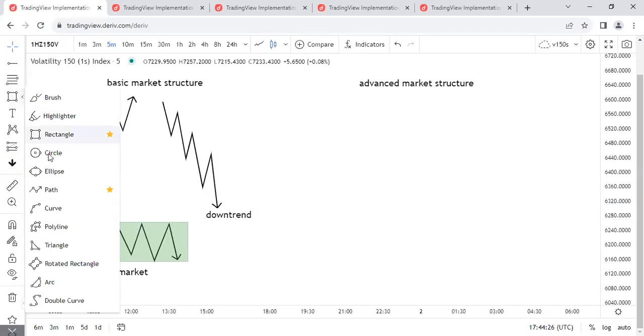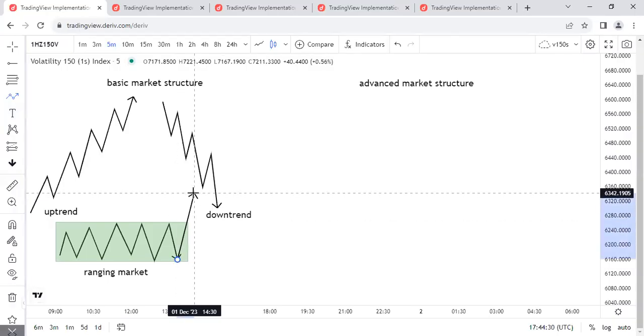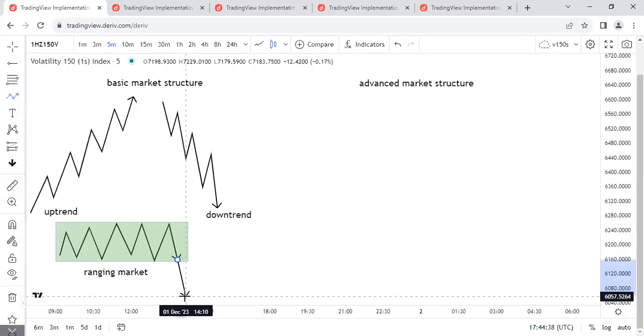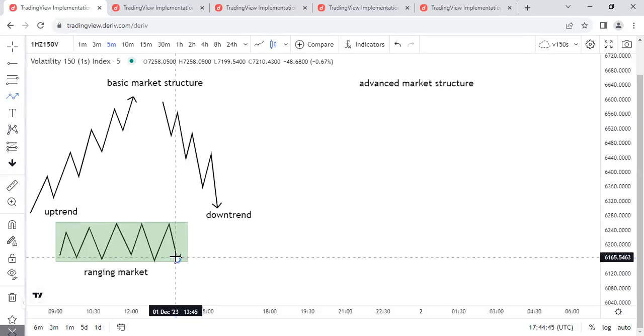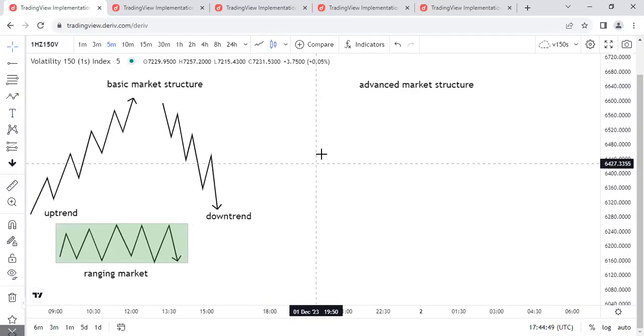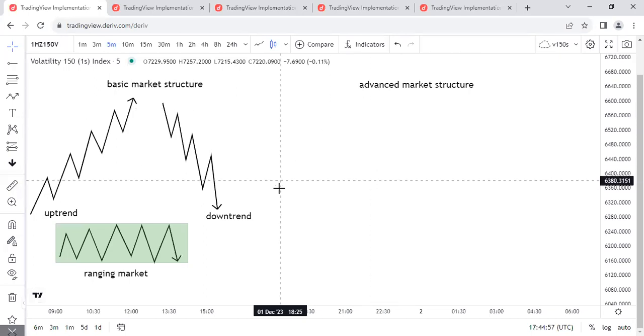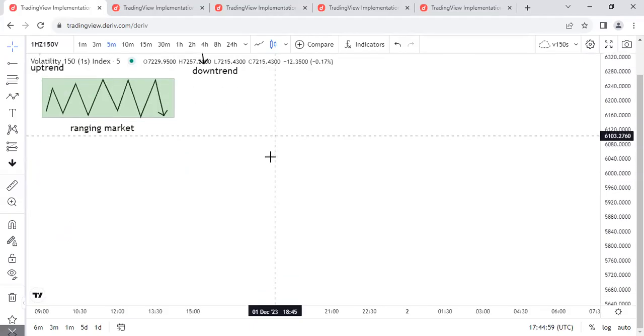Unless we see something like this, a breakout to the upside, then we know that yes, the buyers are now more in the market. But if we see something like this, a breakout to the downside, we know that yes, the sellers are now more active in the market. So these are what we're all going to be putting into consideration when we are trading. Now, we have what we call the advanced market structure. But before I go into advanced market structure, I want to talk more on this basic market structure.